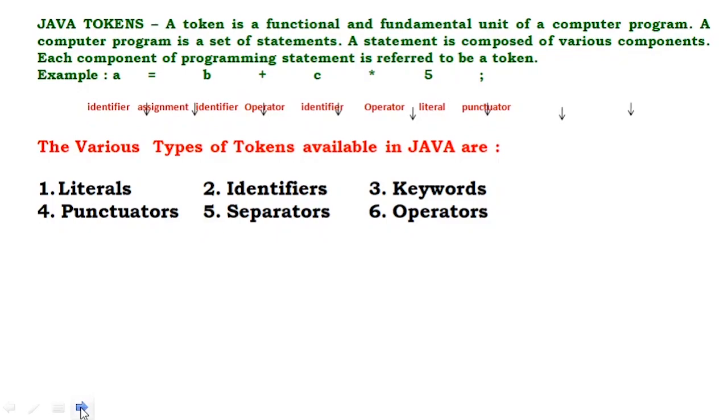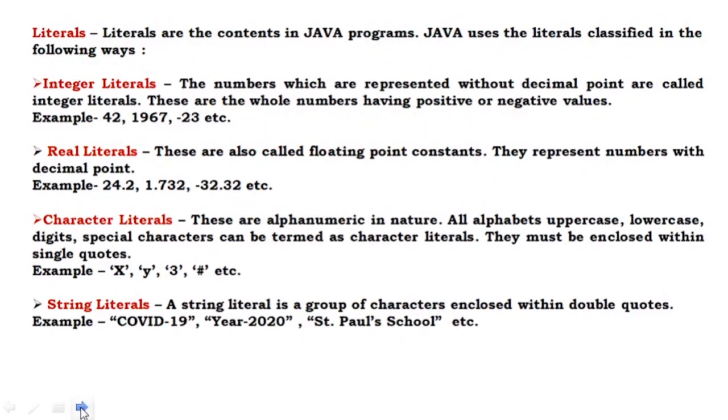So the various types of tokens available in Java are: number 1, literals; second, identifiers; third, keywords; 4, punctuators; 5, separators; and 6, operators. Children, you'll find this last, operators, in our next video. Today we will discuss 5 different tokens. So let's see here the literals.